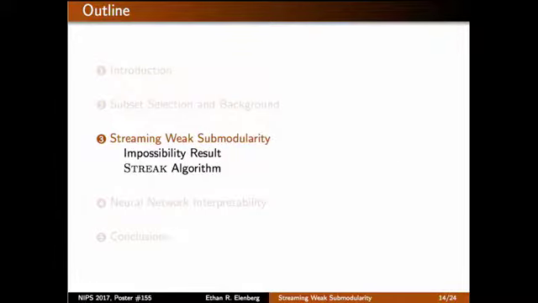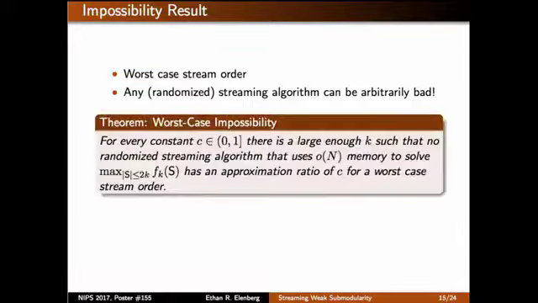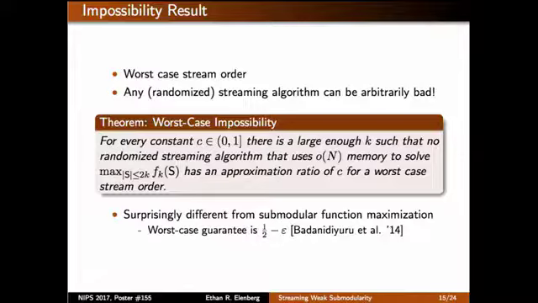So next, I'll describe our results for streaming weak submodular optimization. First, a negative result. In the worst case stream order, we can drive the approximation ratio of any streaming algorithm to 0, so it performs arbitrarily bad. And the precise theorem statement is here. For more details and a proof sketch, please stop by our poster. The surprising thing, compared to previous work, is that for submodular functions, the worst case still has a constant guarantee of 1/2 minus epsilon. But for gamma weakly submodular functions, here the approximation ratio goes to 0.